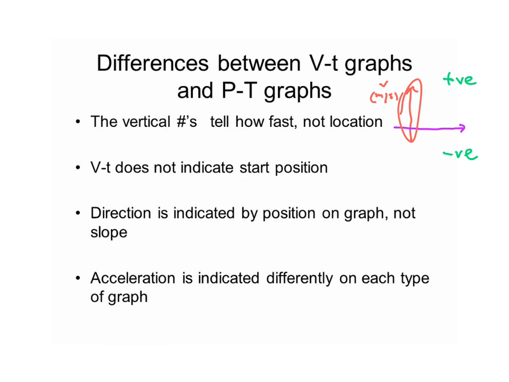The direction is indicated by position on a graph, not the slope. So where it is on the graph, whether it's in the positive or the negative, will tell you the direction that an object is moving on a VT graph. And acceleration is indicated differently on each type of graph. On a PT graph, the acceleration will look like that. On a VT graph, the acceleration will be a straight line.